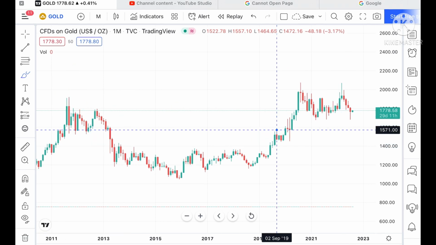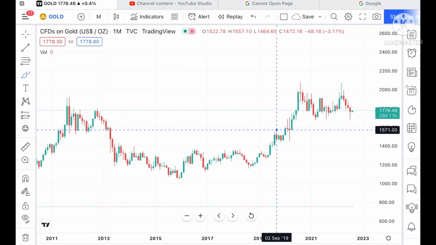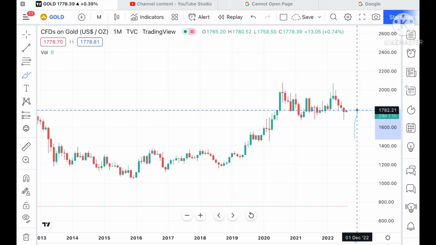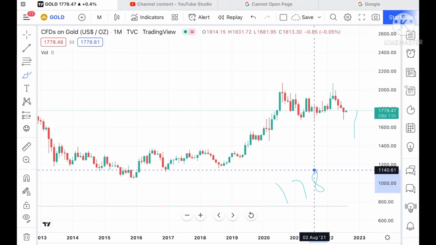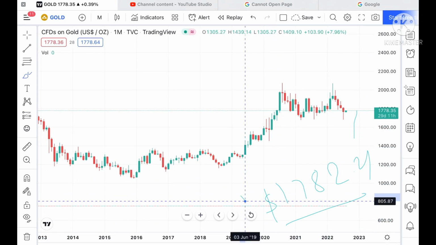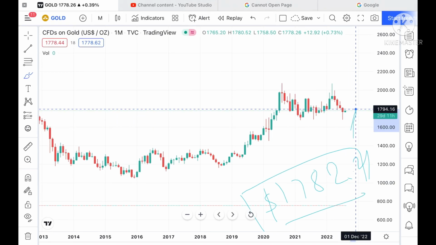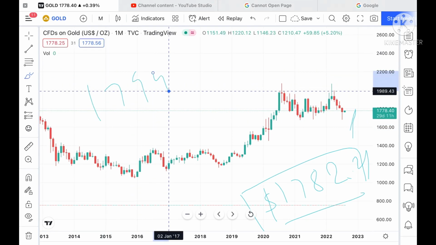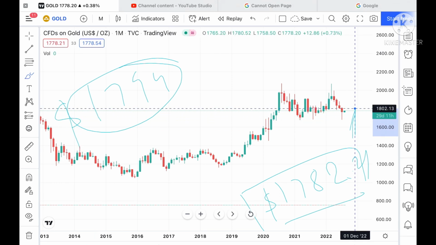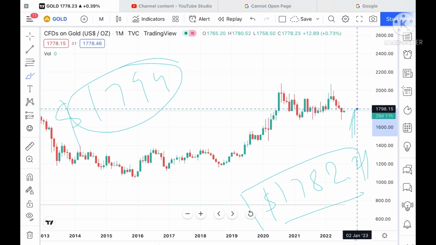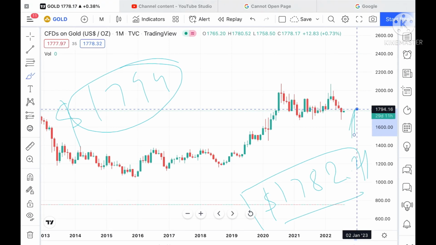See, now it is currently trading at around 1778.48. Suppose if this particular level sustains, it can move further upside and can touch a level of $1782.21. This is the particular trend. Once it sustains above 1782, the next resistance coming is at around $1794, and this $1794 has already been tested here twice, which is a weak resistance. So the probability is high that we can see further upside.